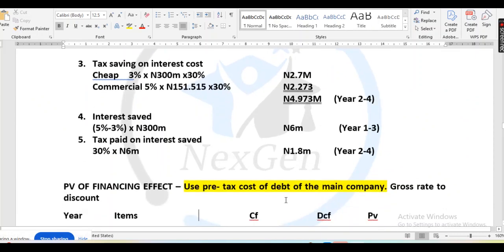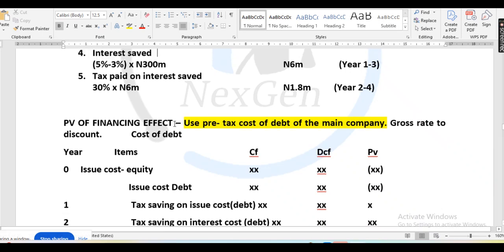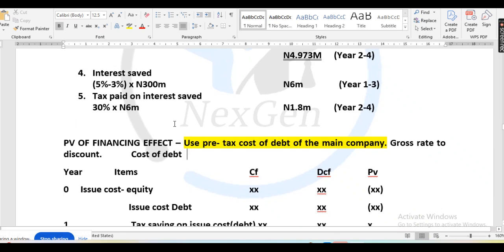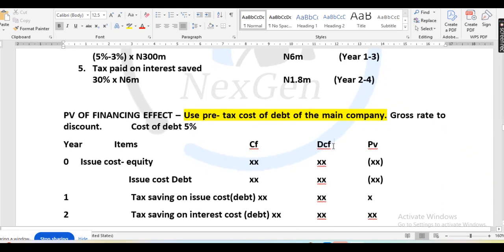Okay, let's quickly move on. Issue costs. So now we use the cost of debt, that is the pre-tax cost of debt. So what is the pre-tax cost of debt of this company, class? Pre-tax cost of debt? 5%. Okay, that's fine. So in this case, we can put it as 5%, right? So the issue cost.